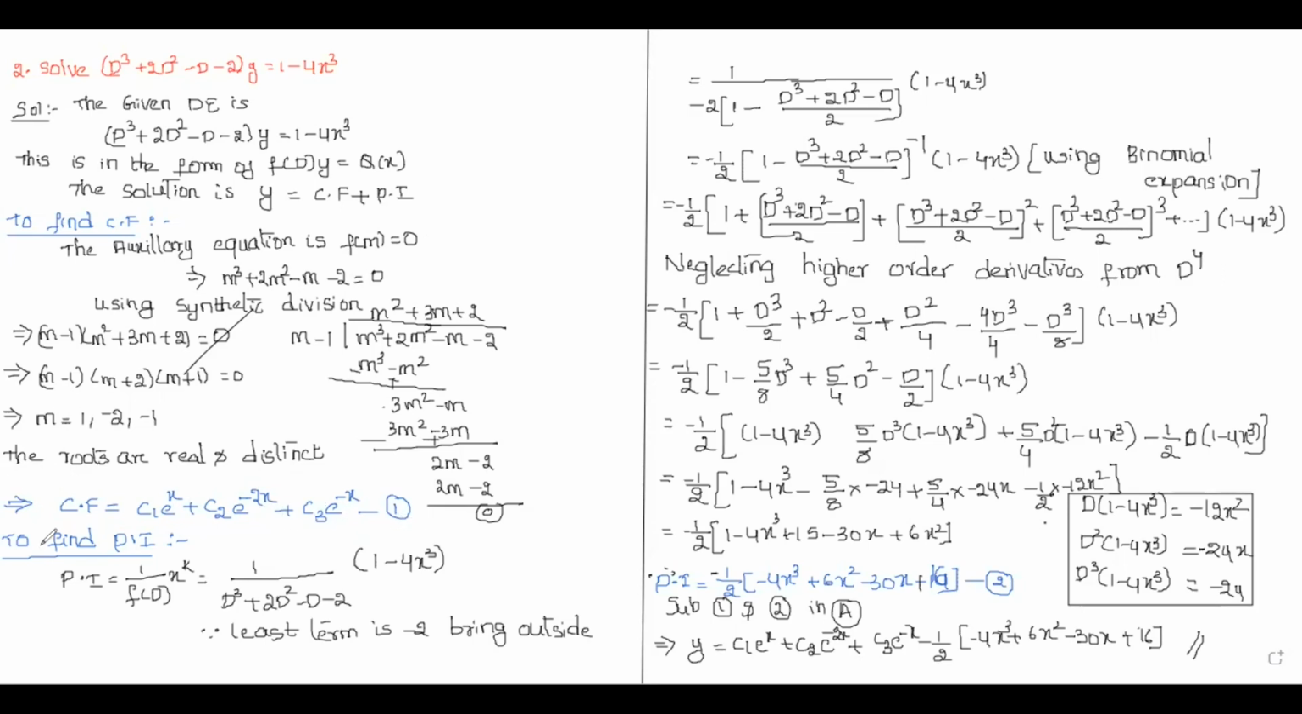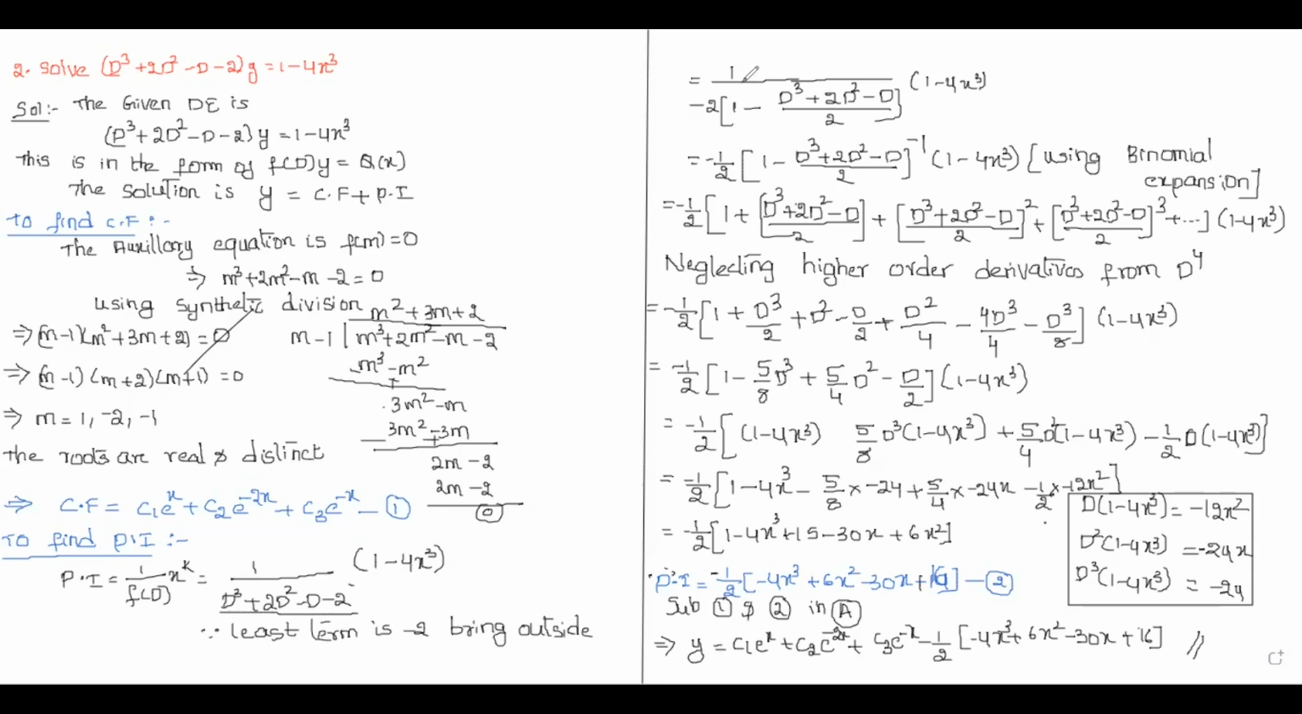Now, to find the particular integral, it is equal to 1 by f of d into x power k, which is equal to 1 by (d cube plus 2d square minus d minus 2) into (1 minus 4x cube). Since in this term the least term is minus 2, bring this minus 2 outside.